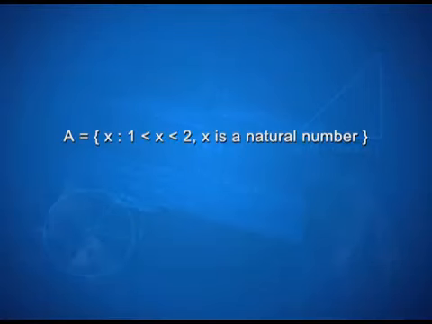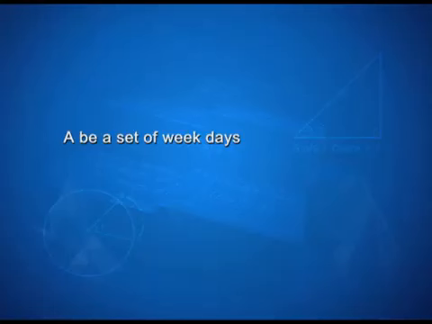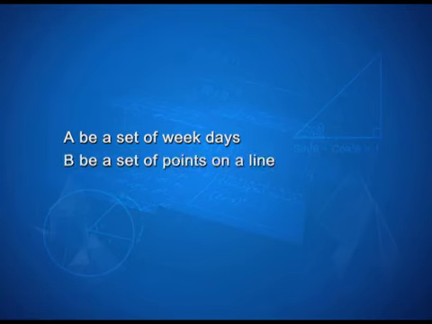Consider the set A having the elements x such that x lies between 1 and 2 where x is a natural number. Now you will see that this set is an empty set because there is no natural number between 1 and 2. Now let us take another example. Let A be a set of weekdays and B be a set of points on a line. Then set A has 7 elements in it. Therefore, it will be called a finite set.